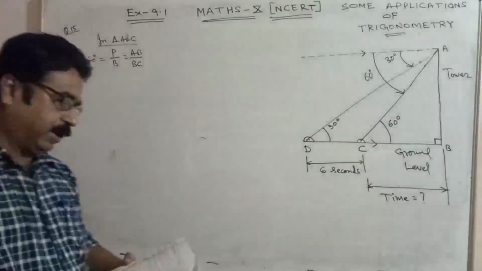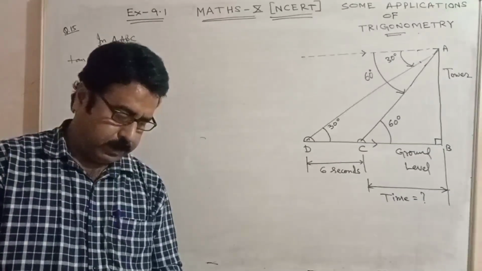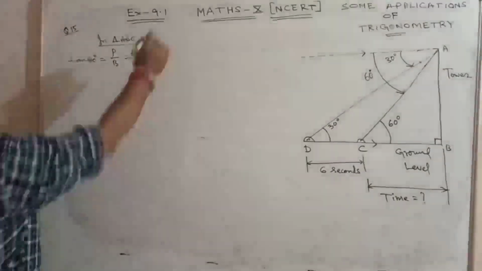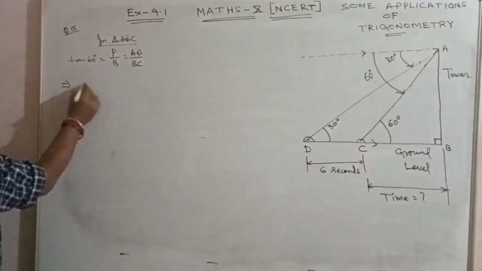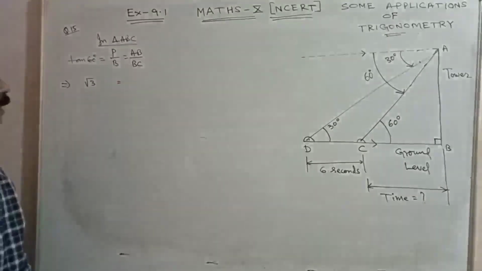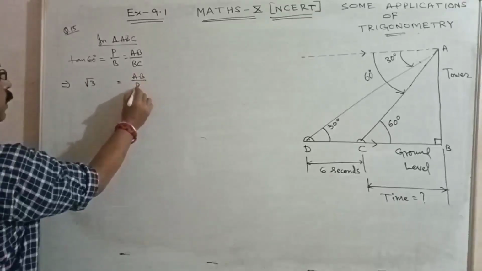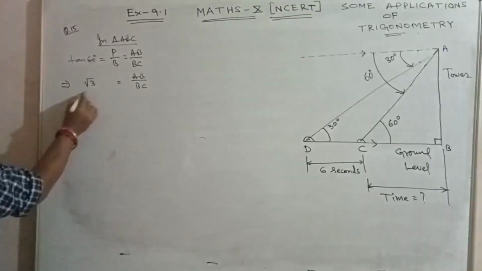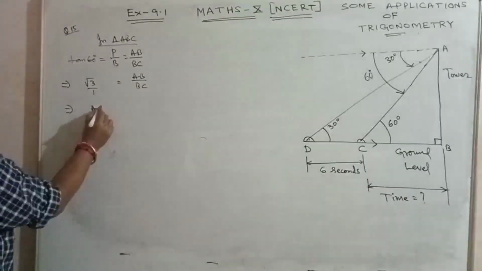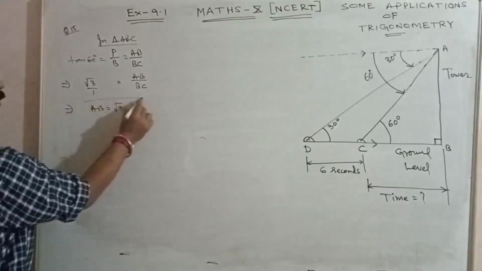Height of the tower is given or not? Not given. Tan 60 is root 3. It will be AB upon BC. Cross multiplication, 1 into AB is AB equals root 3 BC. We got this relation.